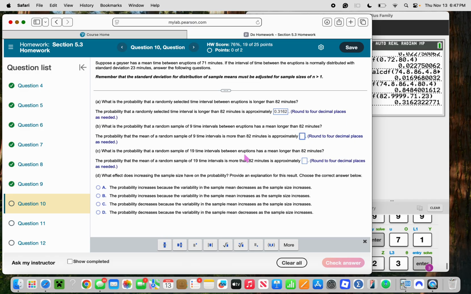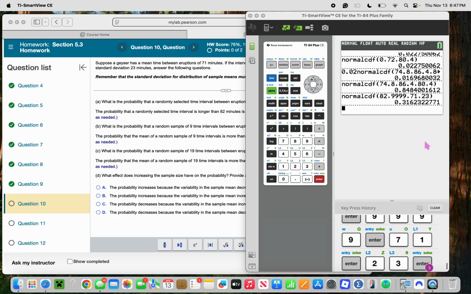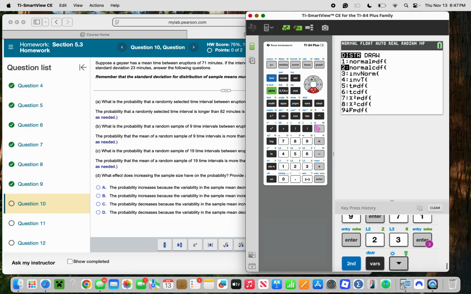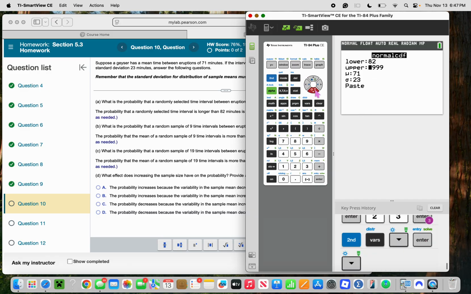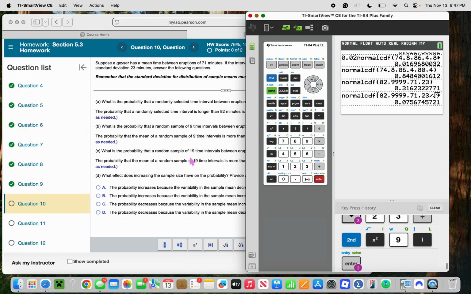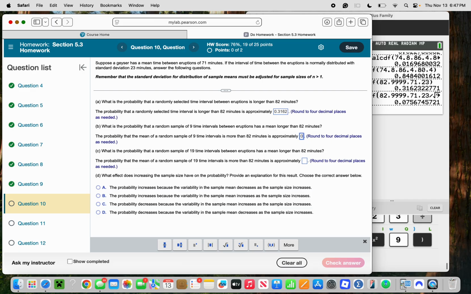What's the probability that a random sample of 9 time intervals is more than 82? The number 9 would give me pause, and I'd be like, okay, that's not 30, but then I would go back and see that it is normally distributed, so it's okay. The 9 affects the standard deviation, so it affects the spread of the data. So we're going to do 23 divided by the square root of 9. If you know that's 3, just type in 3. And 7.6% of those samples are going to have an average that's longer than 82 minutes.